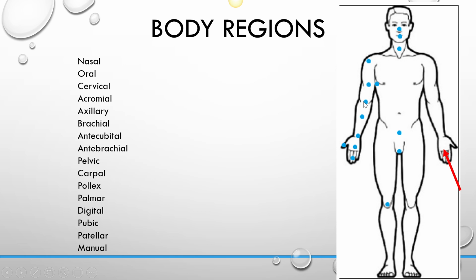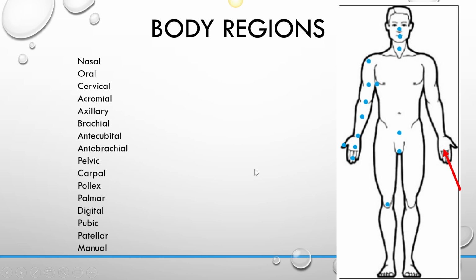Antecubital is talking about the inside surface of the elbow. Antebrachial is the forearm. Pelvic is talking about the entire area where the pelvis is located. Carpal is the wrist. Pollex is the thumb. Palmar is talking about the palm of the hand. Digital is talking about the fingers. Pubic is talking about the region right where you have the external genitalia and pubic hair. Patellar is talking about the knee. Manual is talking about the entire hand.